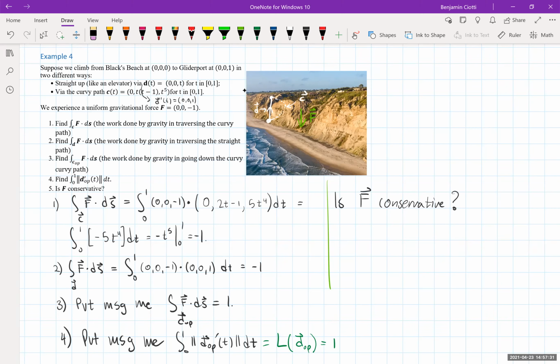In fact, there is. More on this later. For now, let me just prove it to you. So the answer is yes. Because if f of x, y, z is negative z, then F, capital F, is the gradient of little f. So that proves that it's a gradient. And we learned today that the integral of a gradient field is path independent.